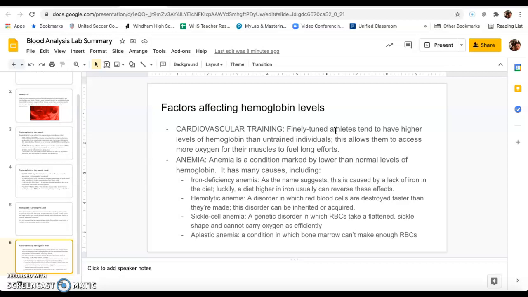So when you work out, you're not just training your muscles, you're not just training your heart, you're also promoting the production of more red blood cells, which in turn leads to increases in performance. Now, anemia is a condition that is marked by lower than normal levels of hemoglobin. But that really only scratches the surface because anemia has many causes.